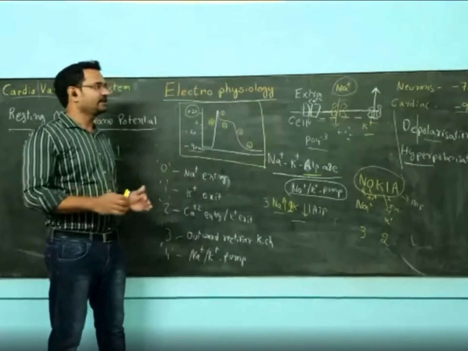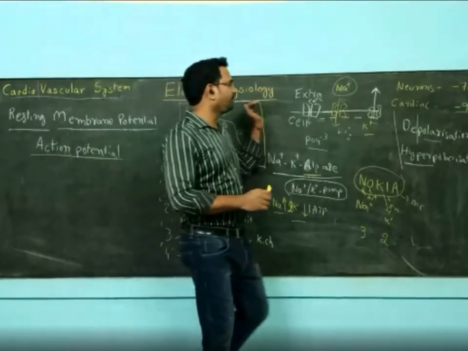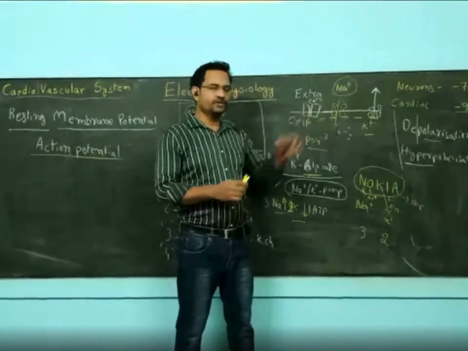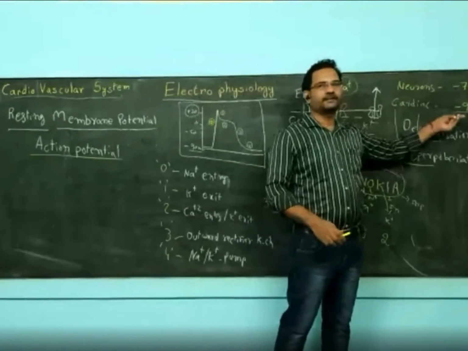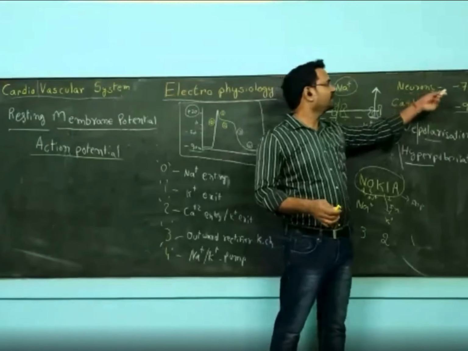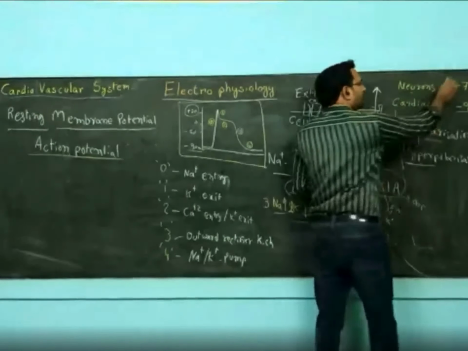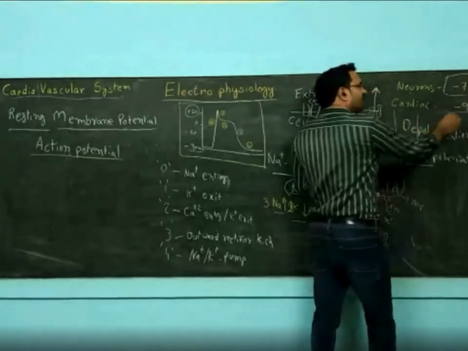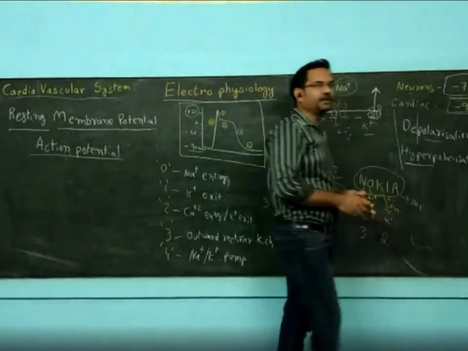Let me revise this again. The normal membrane potential is negative inside. Depending upon the cells, the values change. In neurons, it is minus 70 millivolt. In the case of cardiac cells, it is minus 90 millivolt.